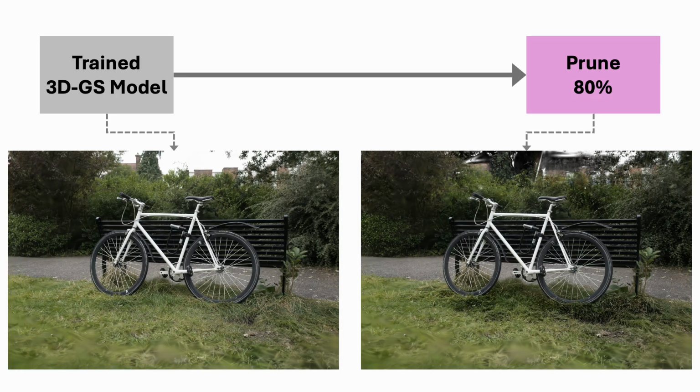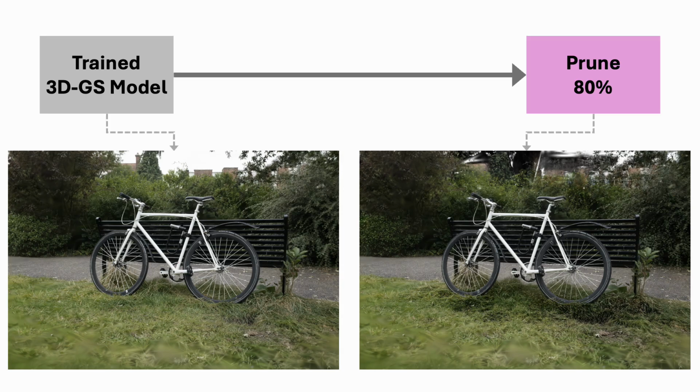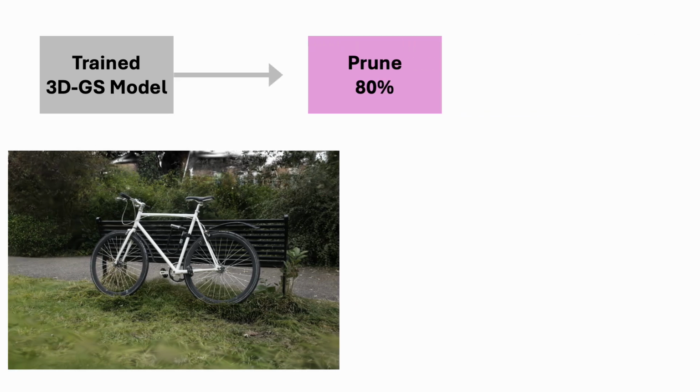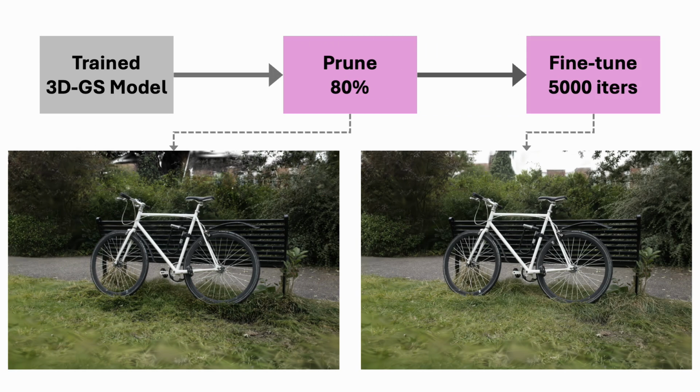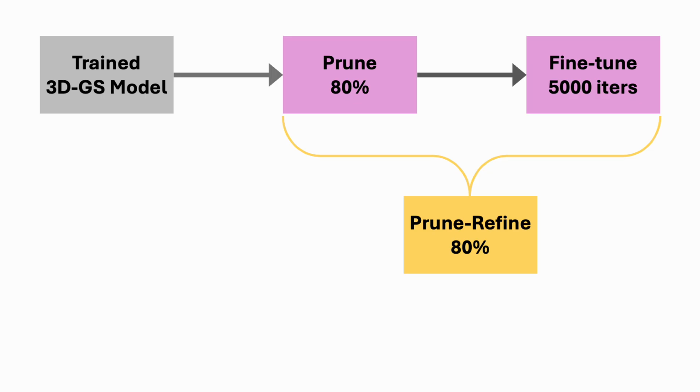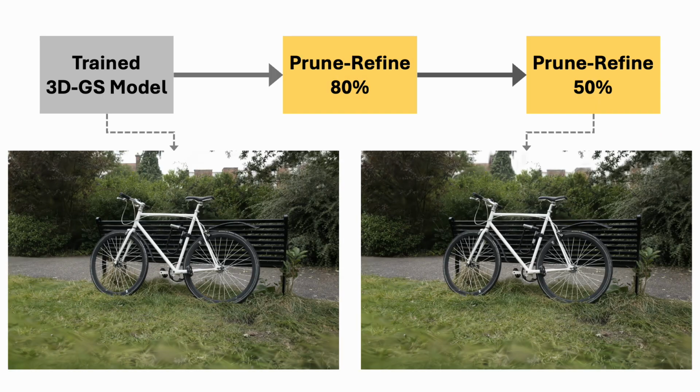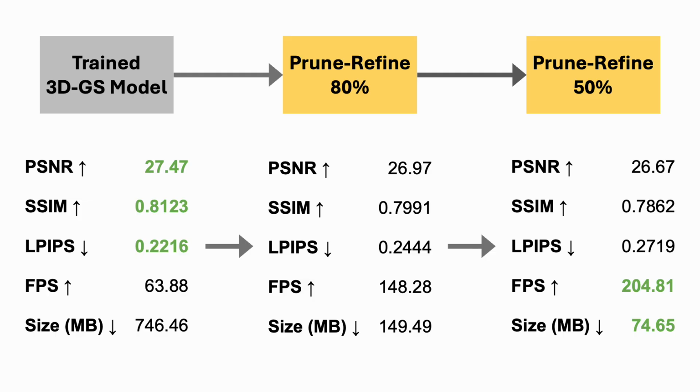If we start with the trained Gaussian splatting model, we can use our pruning score to prune 80% of the Gaussians, but this results in a substantial degradation in scene quality. However, fine-tuning the scene recovers most scene details. We call this pruning plus fine-tuning prune-refine for short. Surprisingly, we find that we can apply this prune-refine step again, this time pruning an initial 50% of Gaussians. This results in a 90% reduction of Gaussians from the scene while maintaining high image quality. Across scenes, this results in a substantial model size reduction and a surprisingly high rendering speedup.